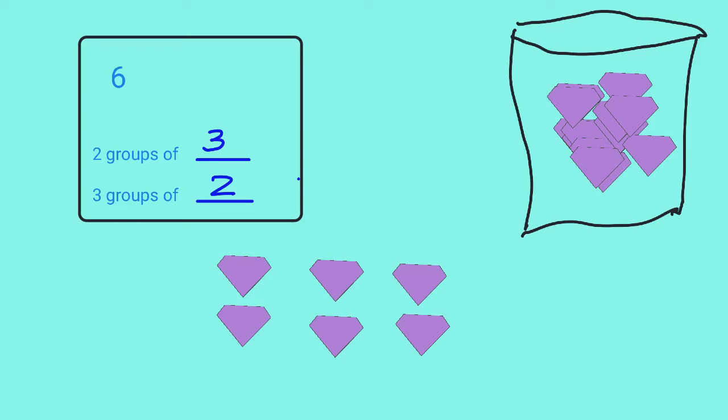So what do you notice about our diamonds? About what we did? We only pulled out 6 diamonds out of our bag, but we changed them. We first started with 2 groups of 3 diamonds, and then we switched it and had 3 groups of 2 diamonds. Both of those equal 6 diamonds.